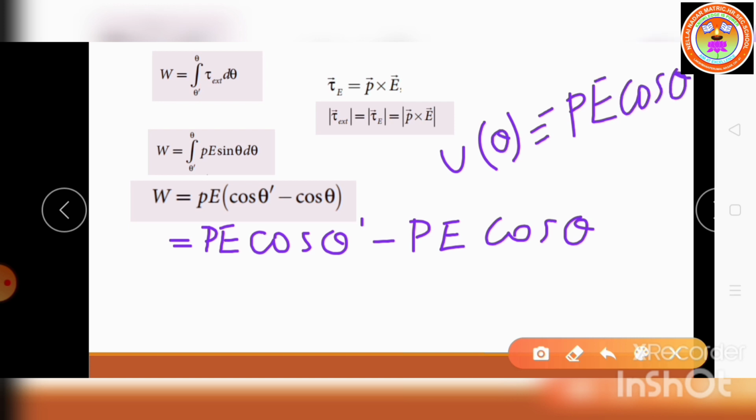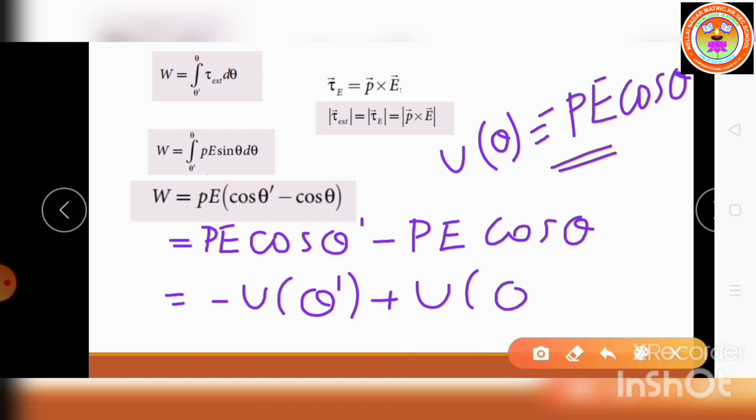Here theta means the angle. Understand, here the potential I am going to take as the electrostatic potential energy for the angle theta. If I am rotating, U is equal to minus PE cos theta. See the first term, here there is no minus term. So I can write here minus U of theta dash plus minus P, which is U of theta.